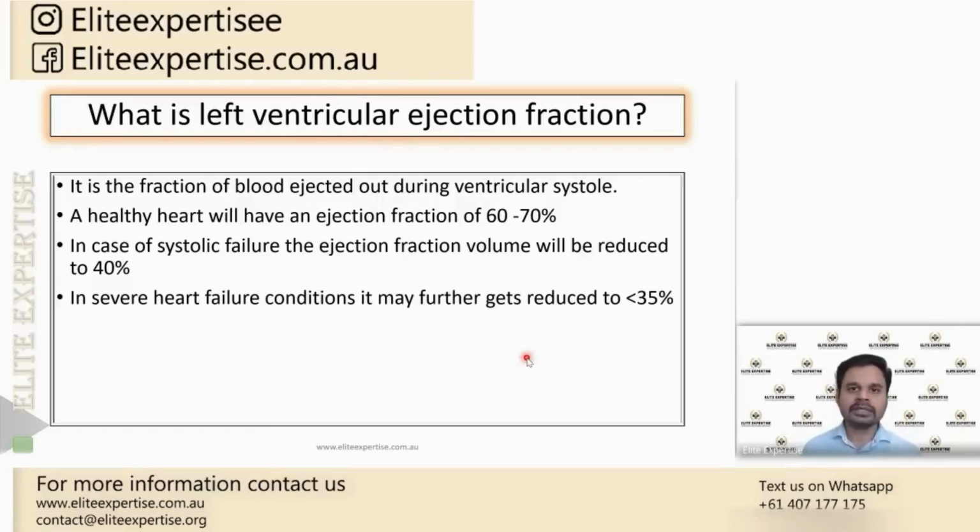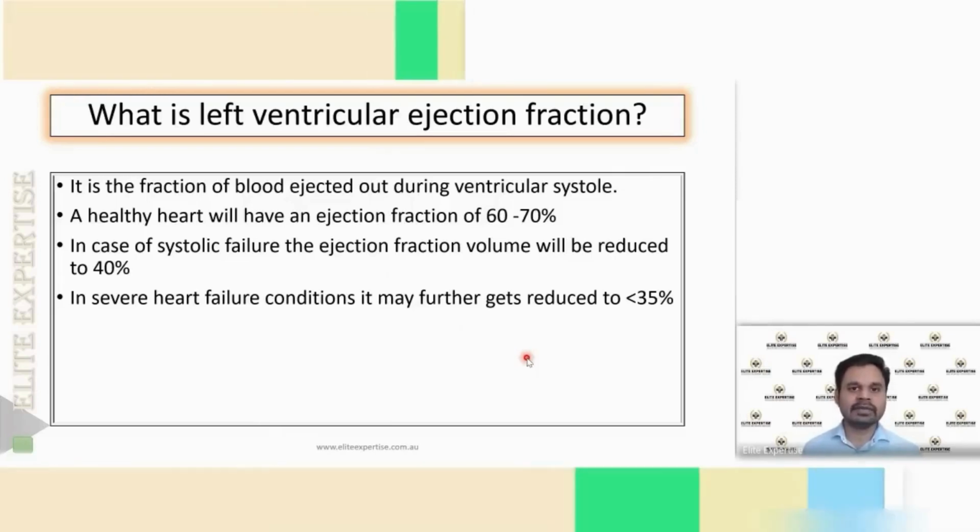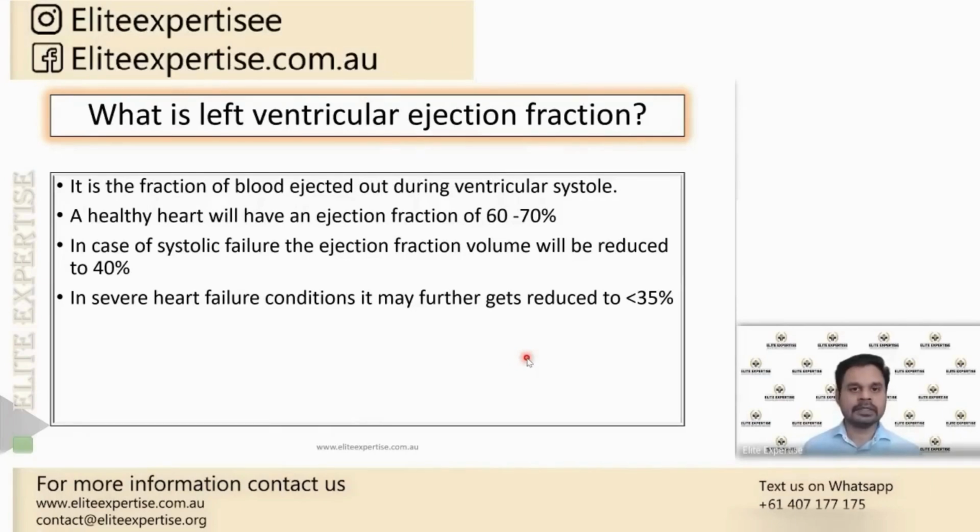It means that only 30% of the blood will be pumped out, which means that 70% of the blood is residing within the left ventricular chamber. So when only 30%, 35%, or 40% is getting pumped out, the blood may not reach all the organs in our body, and the oxygen supply to all the organs in the body will get reduced. That's the common problem that we can see in case of heart failure.